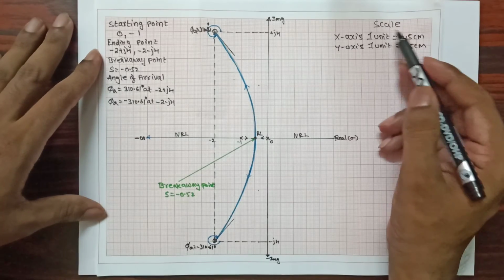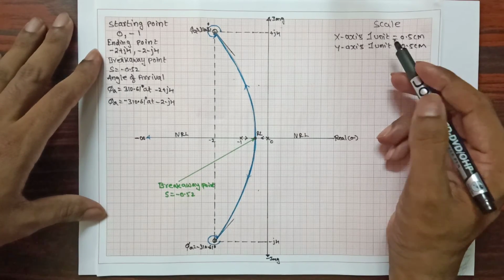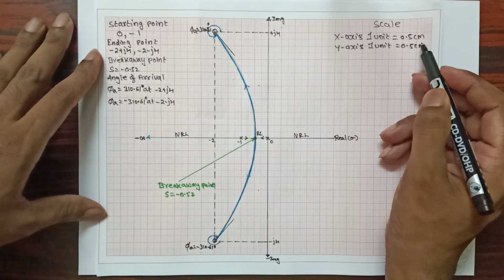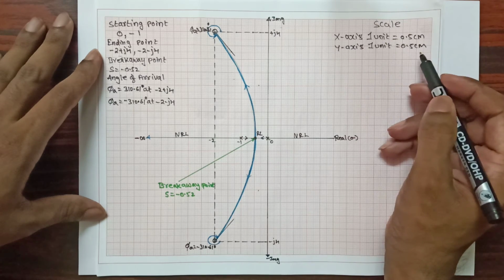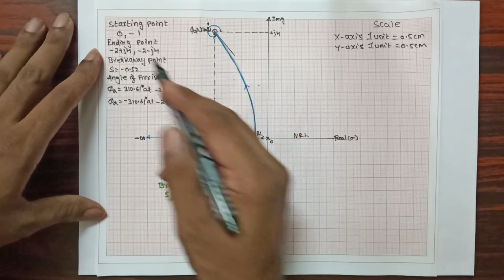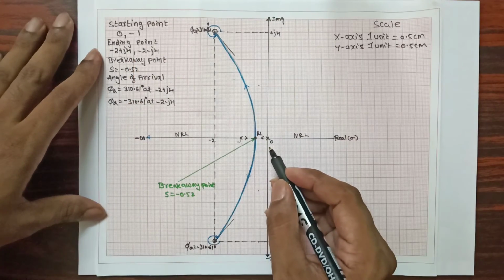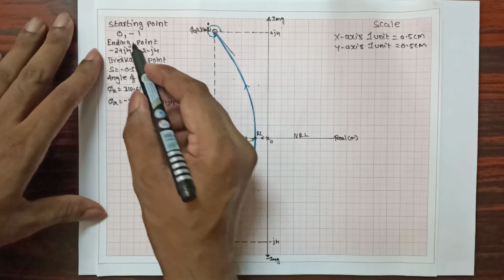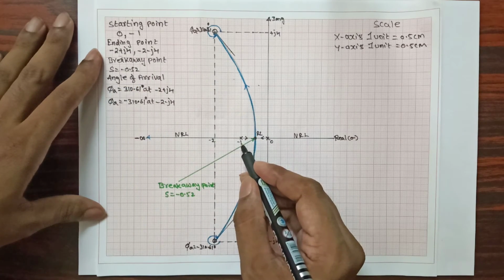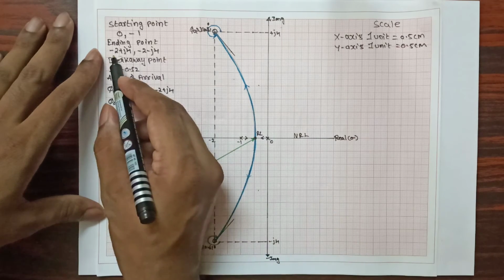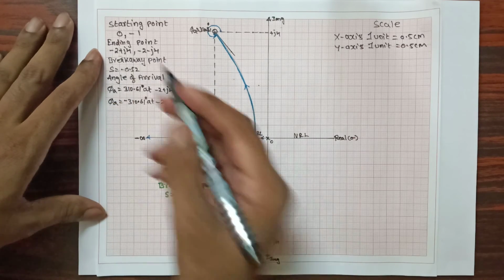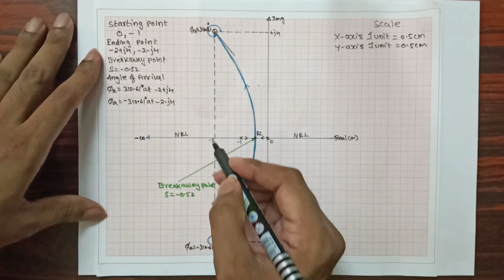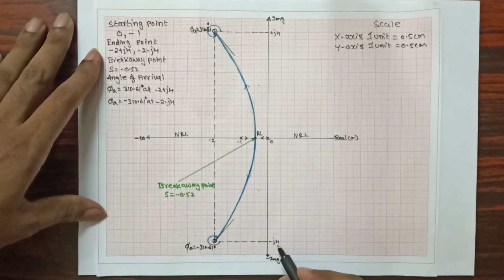Here I have considered the scale: on the x-axis 1 unit is equal to 0.5 centimeter and on the y-axis 1 unit is equal to 0.5 centimeter. Now first I have located the pole locations, that is s is equal to 0 at the origin, and then the second pole at minus 1, and then the zeros, at minus 2 plus j4, and the second complex zero at minus 2 minus j4.